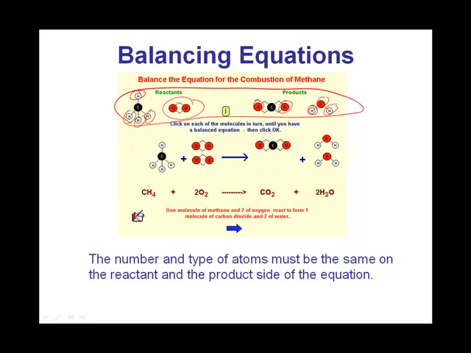Now, if we add what we call coefficients, then we can make the equation balanced. So taking a look here, we have 4 oxygens here. We have 4 oxygens there. We have 4 hydrogens. We have 4 hydrogens. And we have 1 carbon. Therefore, the number and type of atoms must be the same in order for the equation to be balanced.